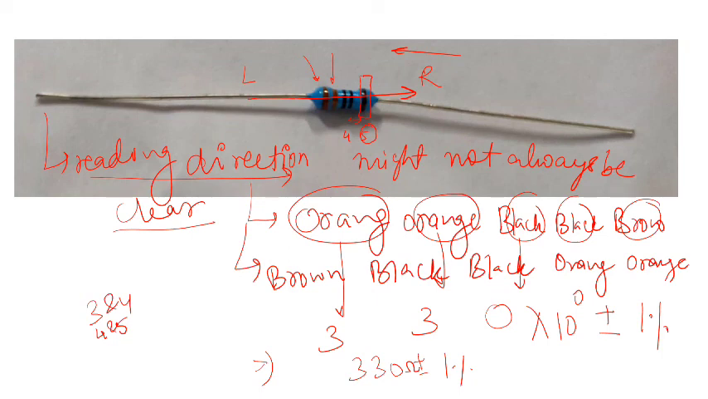So the conclusion is that sometimes the reading direction might not always be clear to you. In that case, you would check the gap between the last and the second last band. Wherever the gap is higher, you will consider the last band as the tolerance band. This increased distance between the 4th and 5th band would always give you the direction of reading, which means the band which is distant from all the other bands will be your tolerance band.